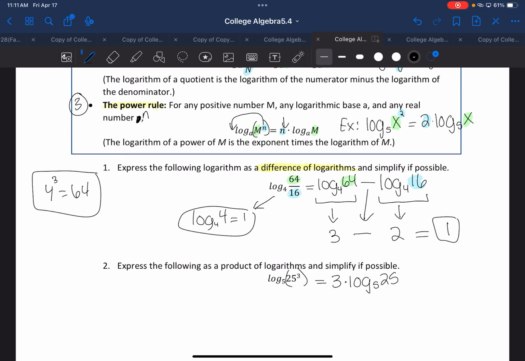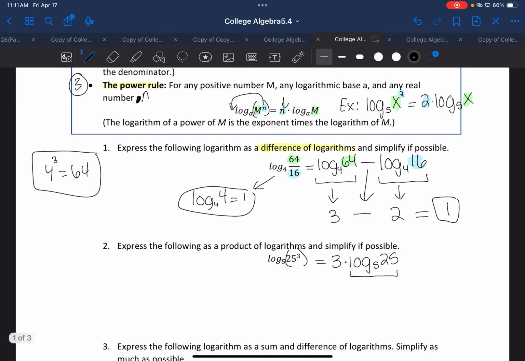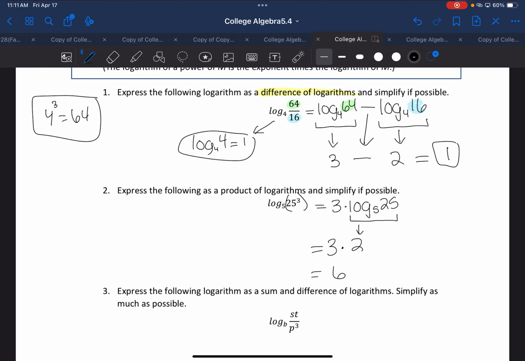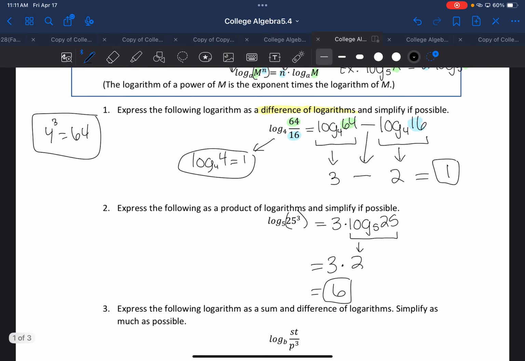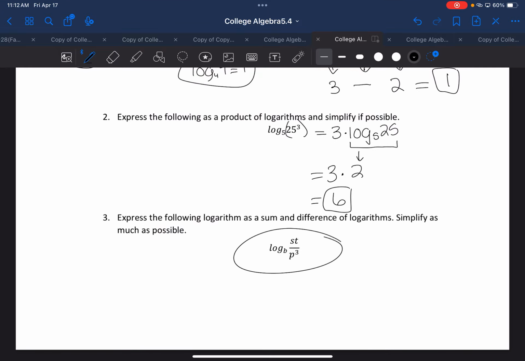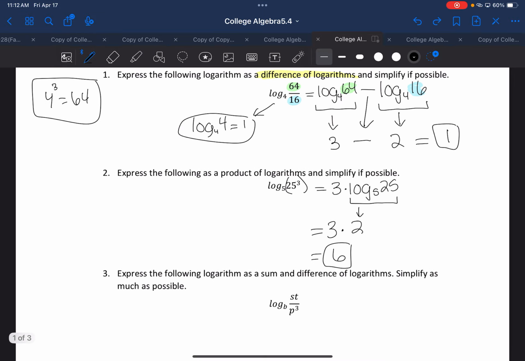And then I'm going to keep simplifying because, again, these are all just numbers. So what do I need to raise 5 to for it to equal 25? 2. So this will become 3 times 2, which is just 6. So of course, these that are all numbers, you could just plug into your calculator too. But when it starts being all letters, like this one, you can't. So you will have to know how to use these rules still. Okay?